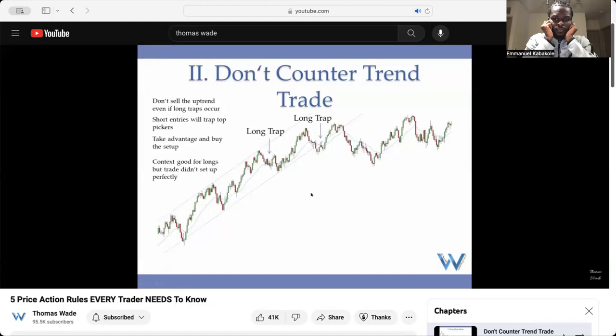You cannot sell the long trap even if you are confident that the buyers are trapped, because the trend is still in play and you're still going against the trend and the odds are not on your side.